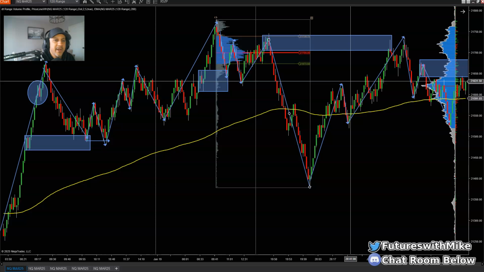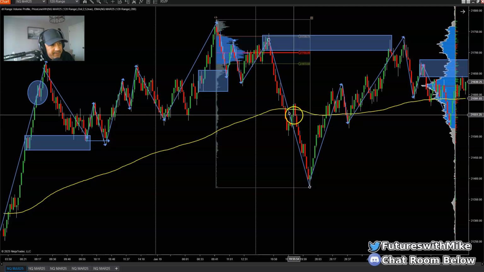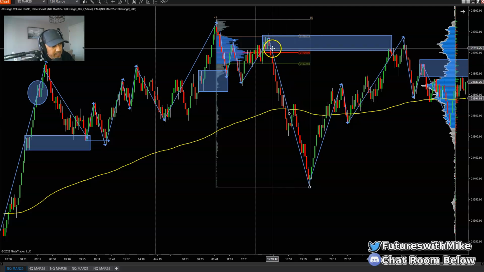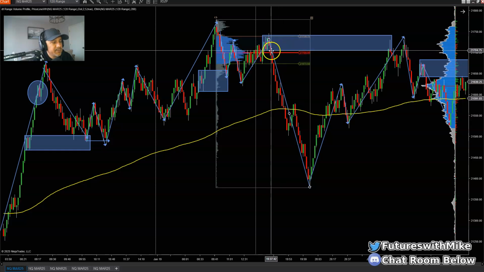Price likes to move to areas where there's volume. It's like a magnet attracting price back to it. There's not much volume on this leg to the downside at this zone, but back up in here there is. So as you can see, the market comes back up here.